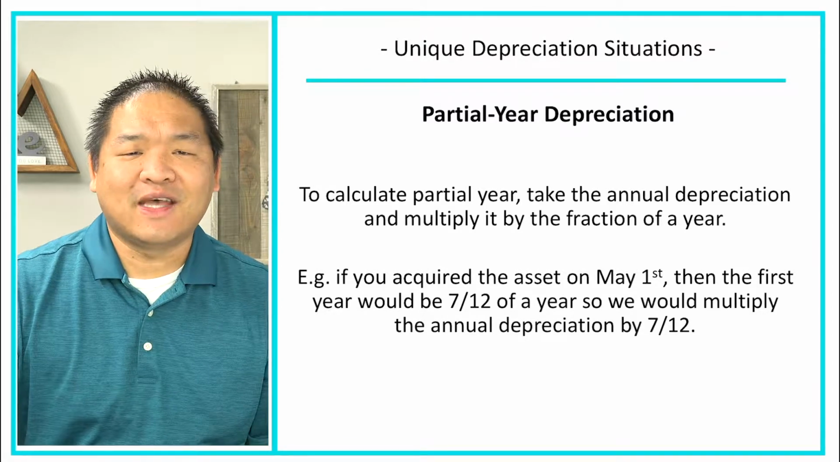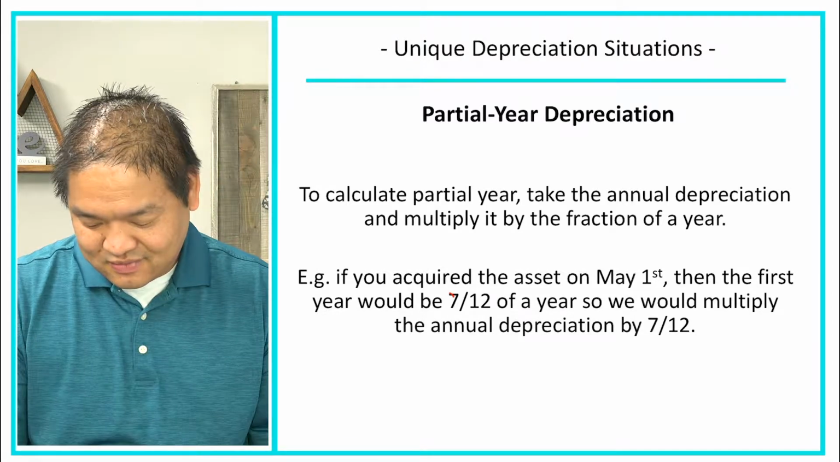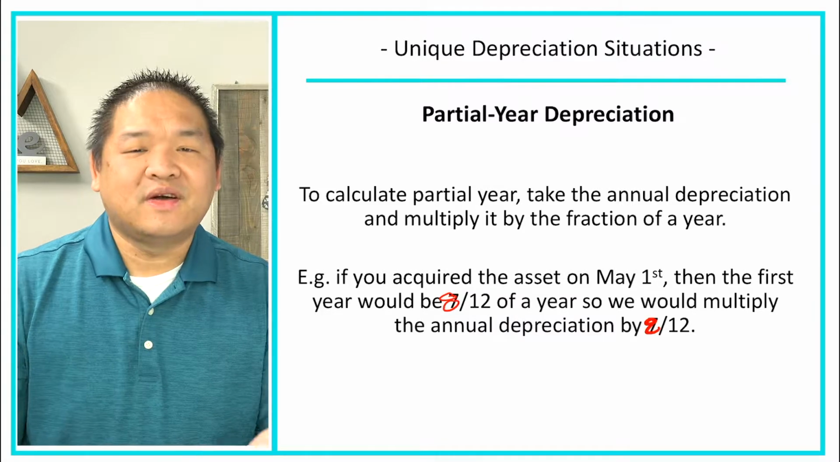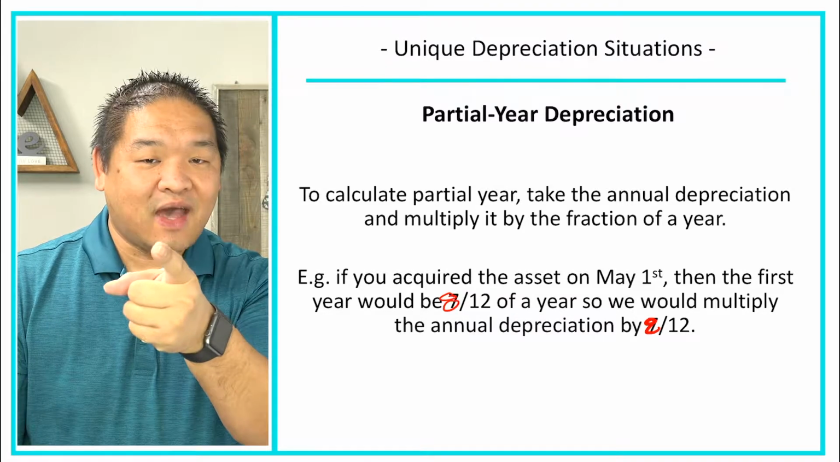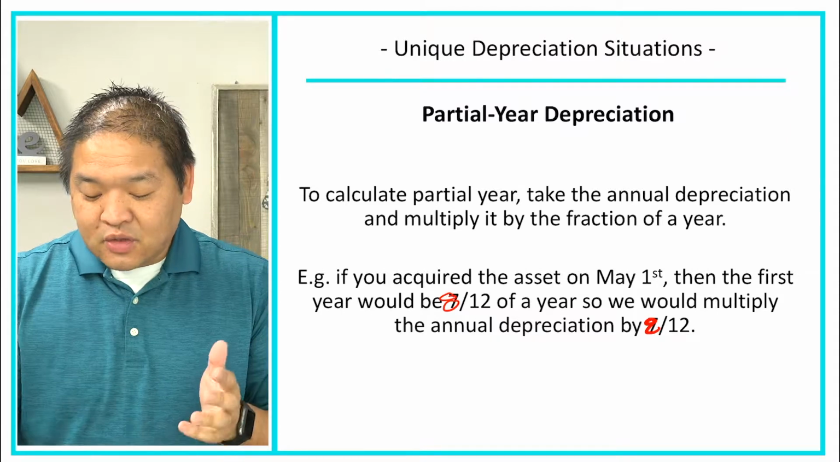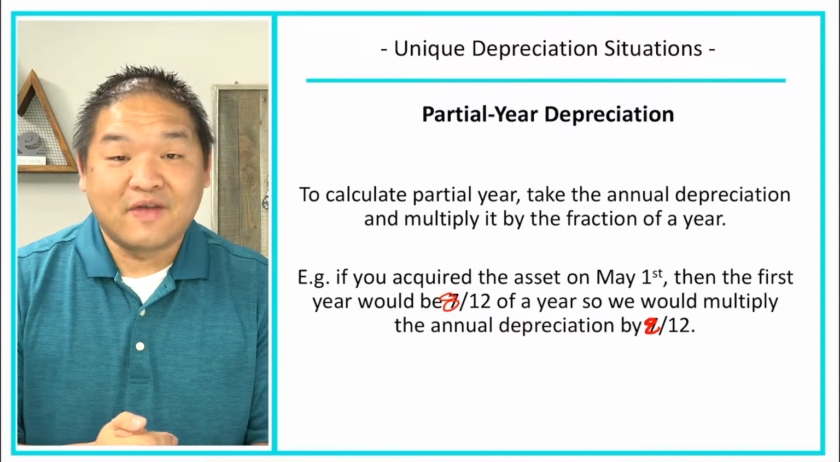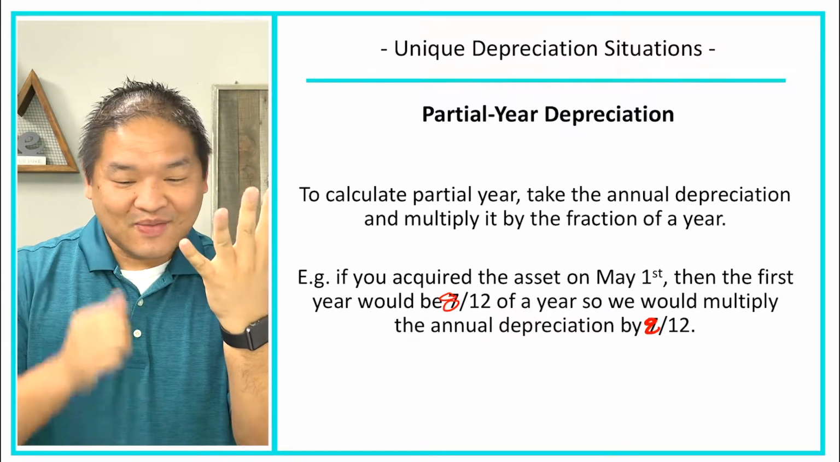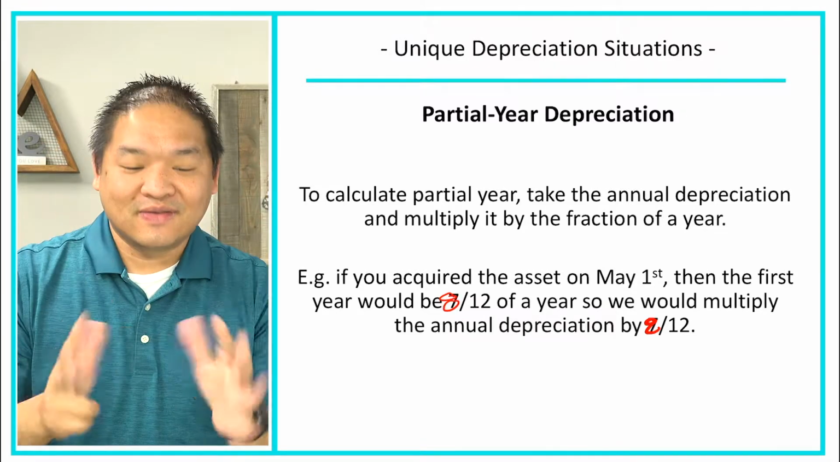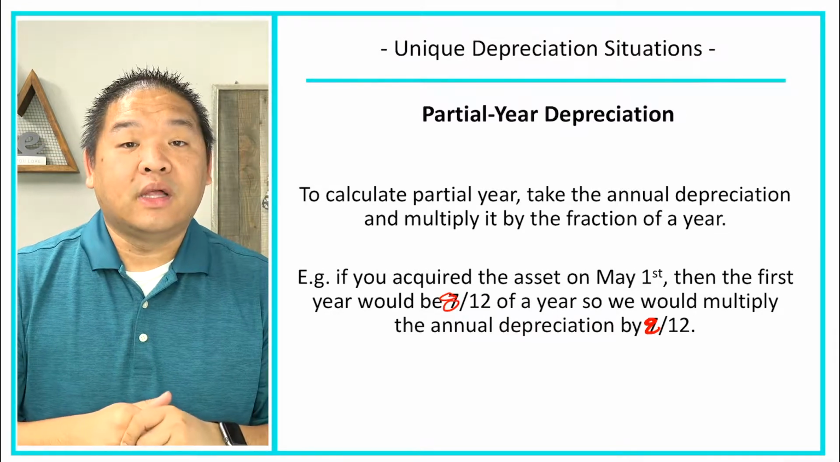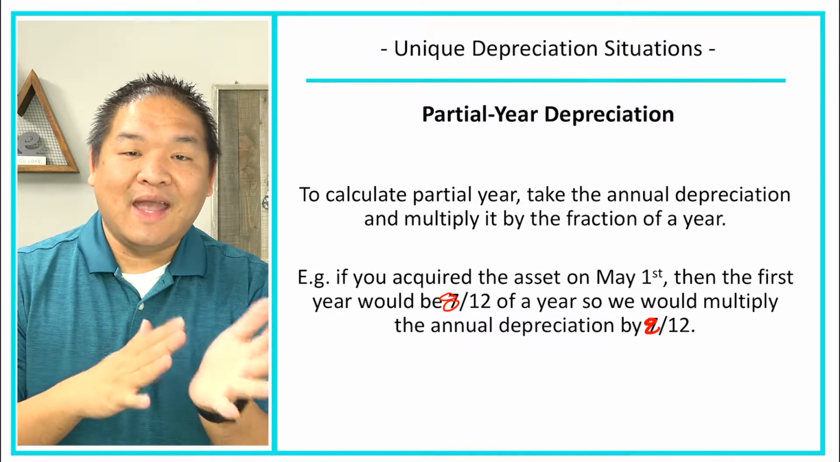So 8/12, not 7/12. You know what they call CPAs? Can't possibly add. Okay, so 8 months, not 7 months. So May, June, July, August, September, October, November. So 8 months. So we will multiply our yearly depreciation by 8/12.